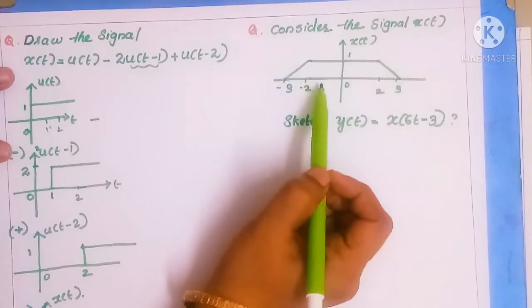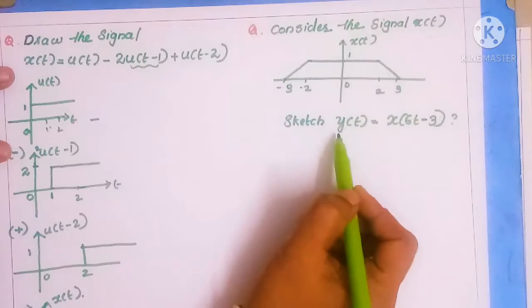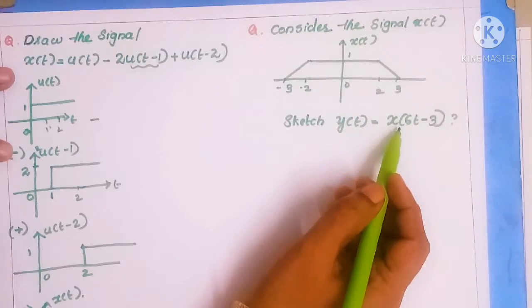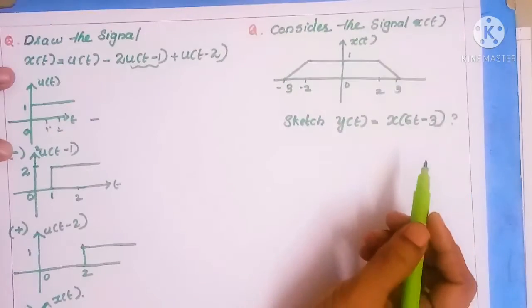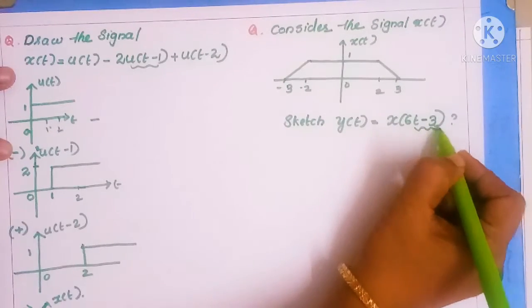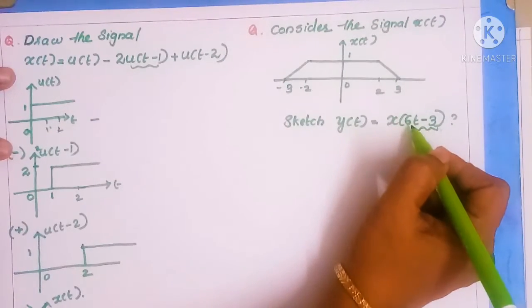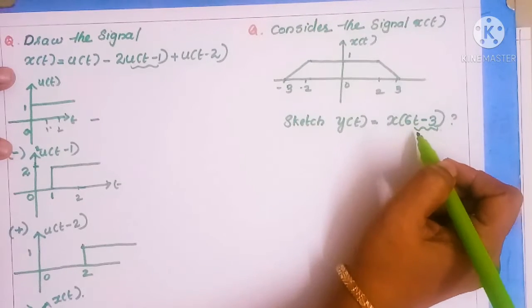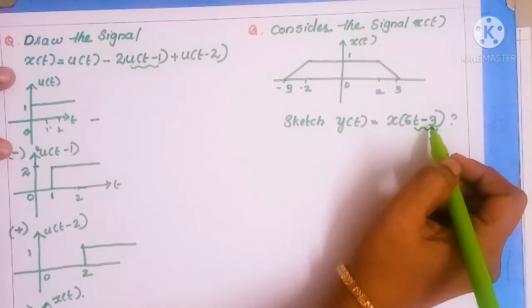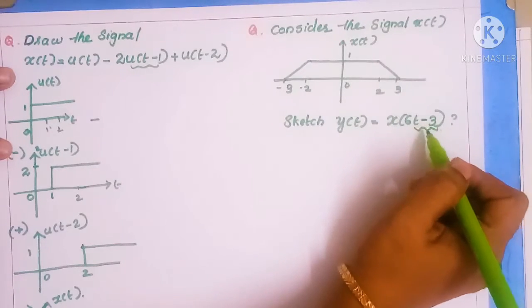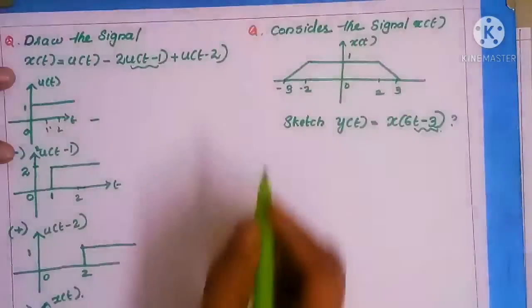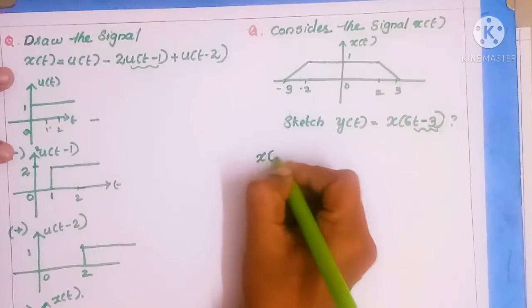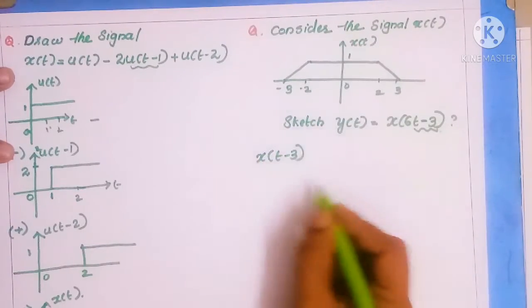Consider the signal x of t. This is our input signal. Sketch y of t is equal to x of 6t minus 3. Here we need to perform a time shifting operation and a time scaling operation. So we should do the time shifting operation first, then perform the time scaling operation. Okay, so first we draw x of t minus 3.